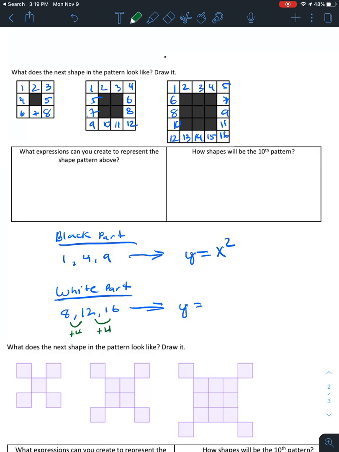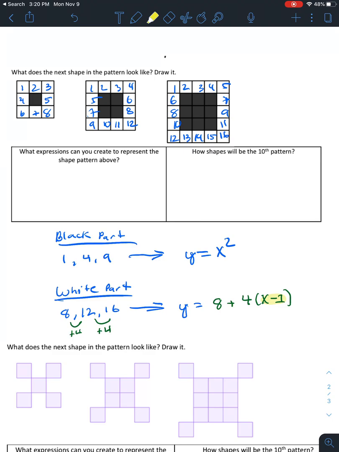So if you think about this, our constant here, what we started with, is 8. And then how many times are we adding 4? That will depend on which term I'm looking for. So I'm going to write 4, parentheses, x minus 1. You're going to see why I said x minus 1 if you just experiment.